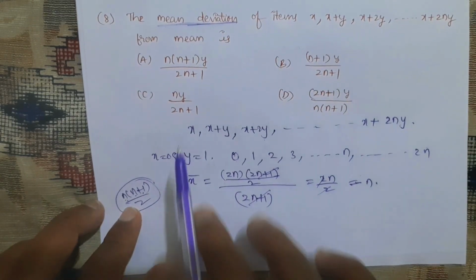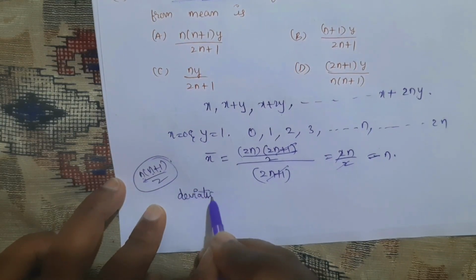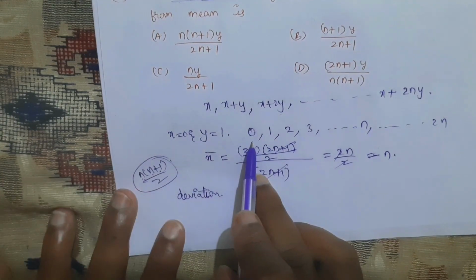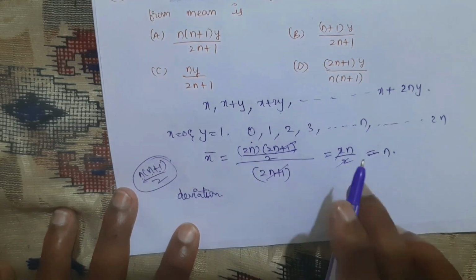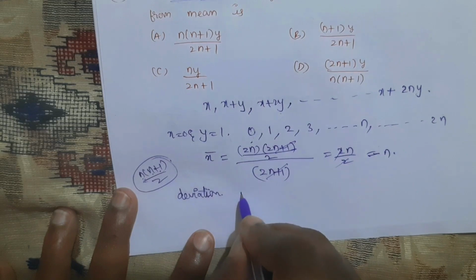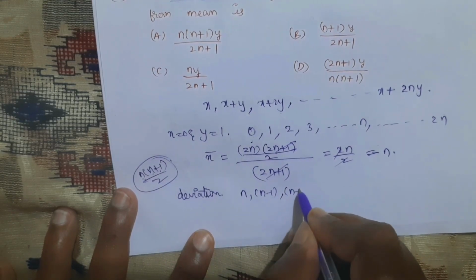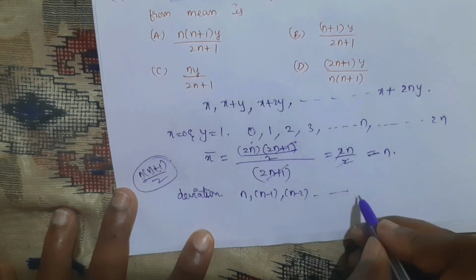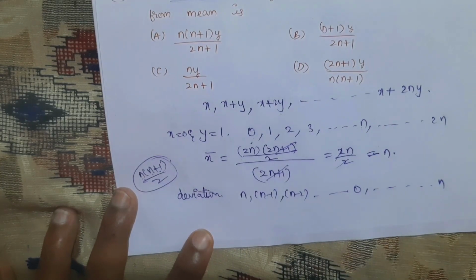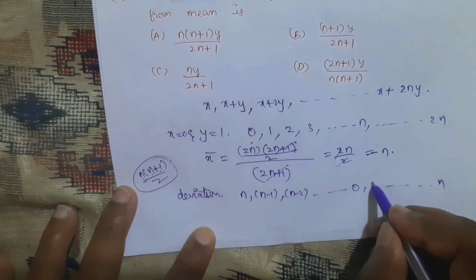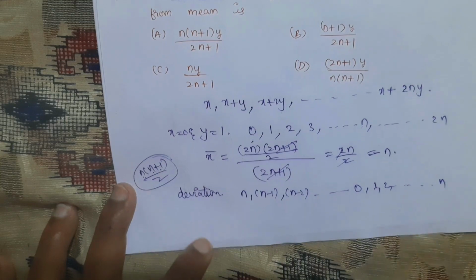Now we need to find the deviation, right? What is the deviation here? Deviation means the individual observations minus this mean. That means 0 minus n, but we need to take the positive value. So n minus 0 is n, then n minus 1, n minus 2, and so on, up to n minus n, which is 0, and so on, up to 2n minus n, which gives n. As it is decreasing, it again becomes increasing: 1, 2, 3, and so on.